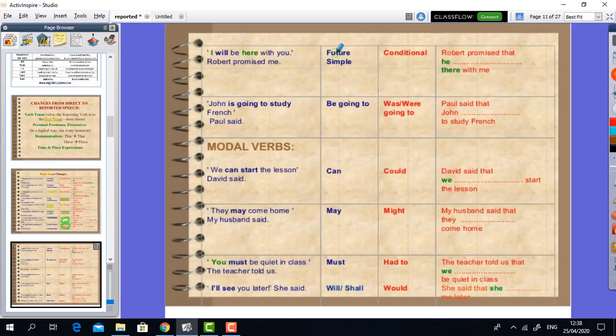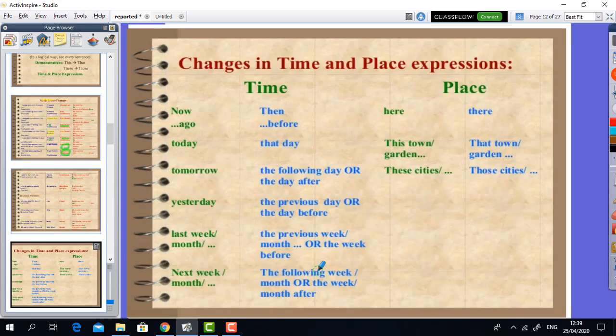The future simple will is replaced by the conditional or, generally, would. Be going to is replaced by was or were going to. We also saw that the modal verbs change. Can is replaced by could, might replaces may, had to replaces must, would replaces shall or will.